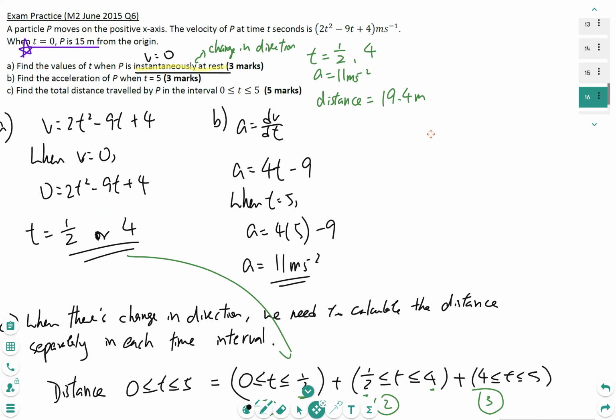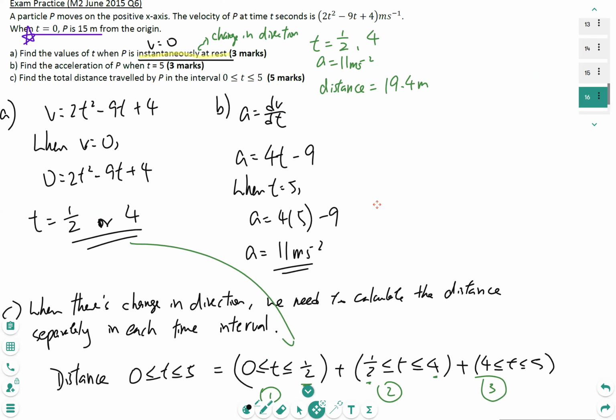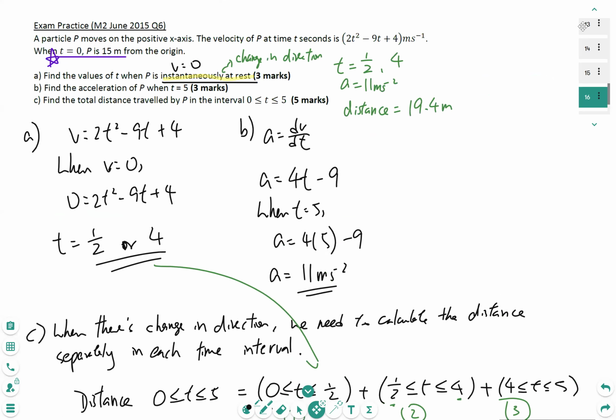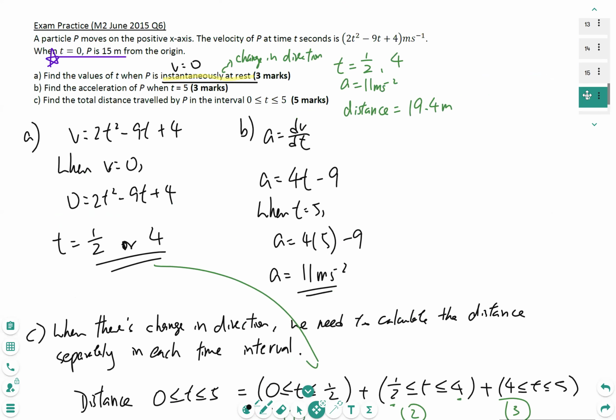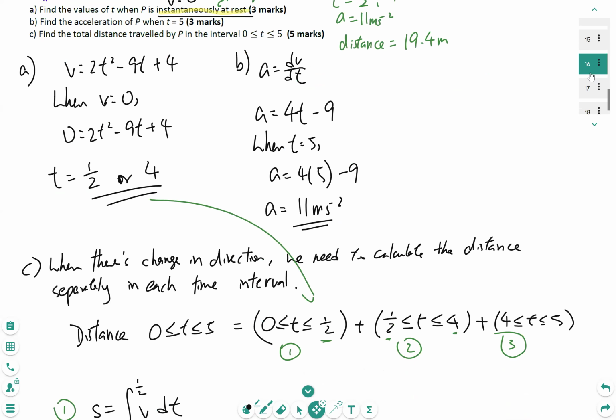But most of the homework questions should give you a bit of fluency with the basic stuff, which we first did in examples, and then slowly move on to the harder exam questions, where the last part is find the total distance, that kind of question. Okay, and that's the end of chapter 11.4.